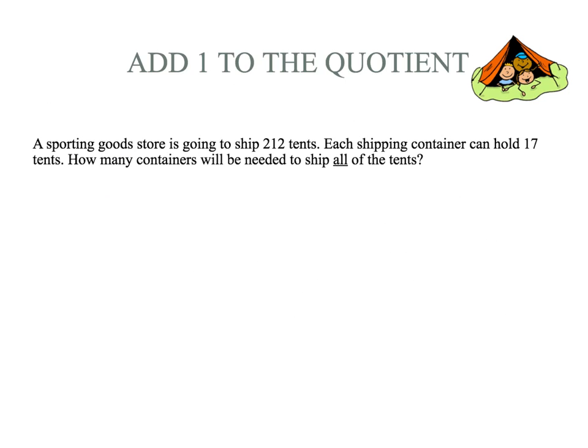Here's another way to interpret the remainder, by adding 1 to the quotient. So here's an example. A sporting goods store is going to ship 212 tents. Each shipping container can hold 17 tents. How many containers will be needed to ship all of the tents? So I'm going to be looking for my divisor and my dividend. Here is my divisor. Here is my dividend.